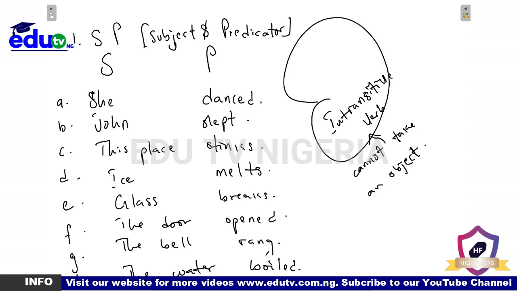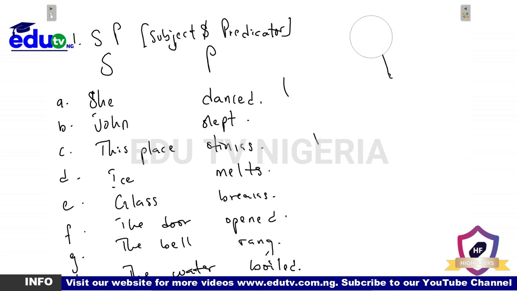Now another note you should take is that the pattern can also be expanded. What do we mean by expansion? Don't forget, we said this pattern contains only the subject and the predicator. However, we can include the possibility of an optional adverbial. So let me do that. For instance, take the verb stinks. I could say that this place stinks terribly.